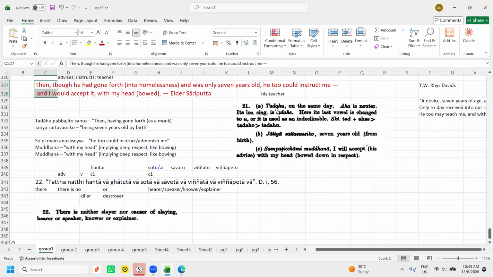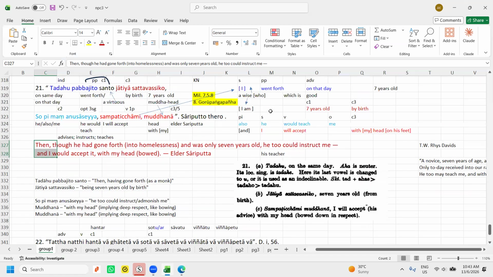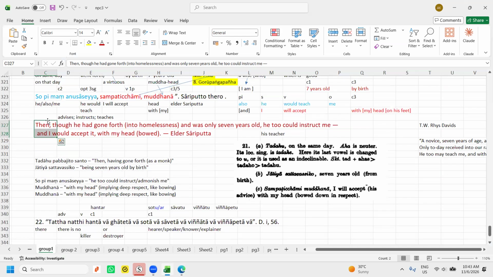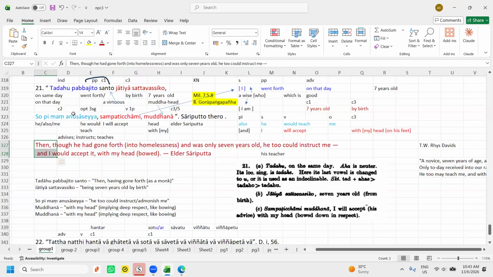Okay, 21. This is a 21. Where's 21? Which 21? This is 21. You see the 21. This is a glossary. Because if you refer to the book 21, this is the glossary.